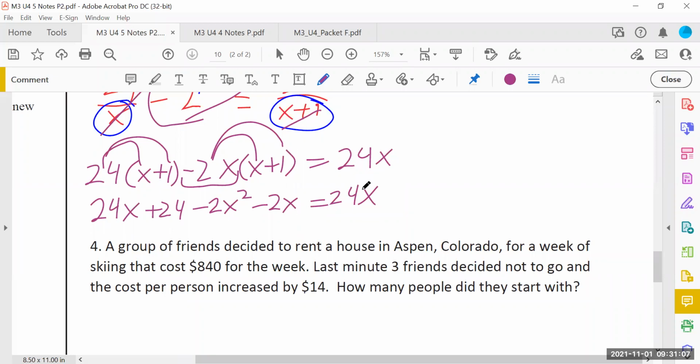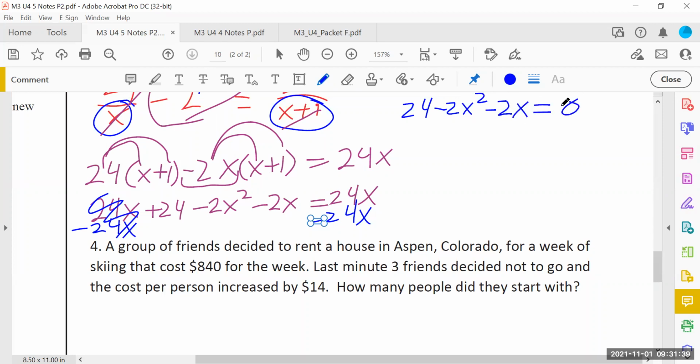I have x's and x squareds. Anytime I have x's and x squareds, I need to get all the terms on one side and get it all equal to 0. So that means subtracting 24x from both sides. And this often happens. Notice how these two terms cancel out. 24x minus 24x is 0. So I'm left with 24 minus 2x squared minus 2x equals 0. Let's rearrange that: negative 2x squared minus 2x plus 24 equals 0.